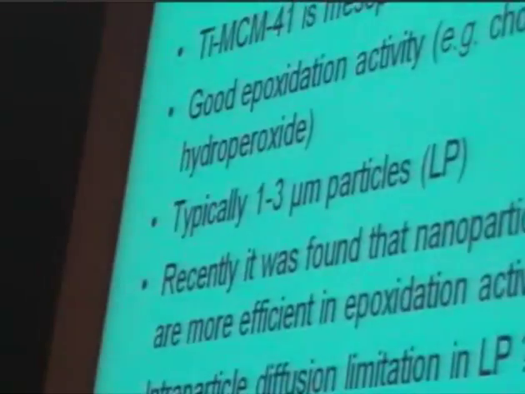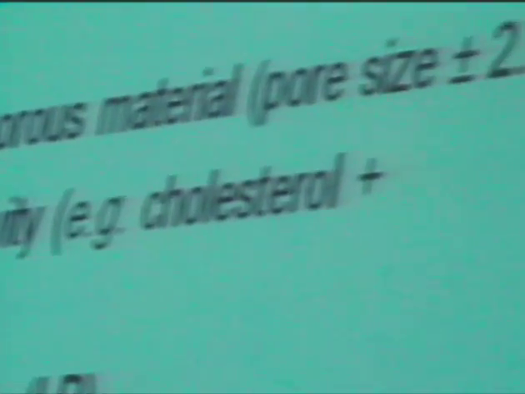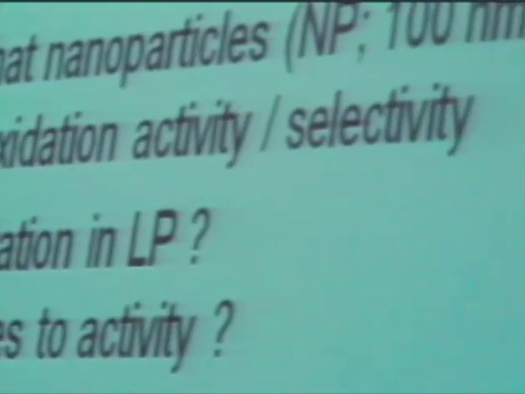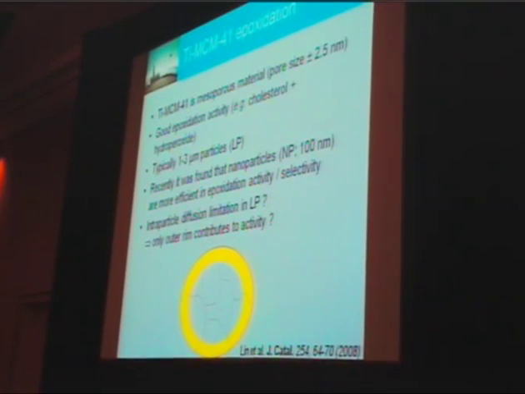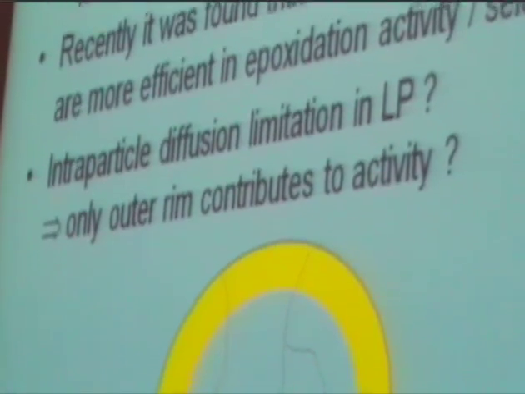These are very recent results that we obtained on titanium MCM41 particles. These particles are mesoporous materials with a pore size of about 2.5 to 2.7 nanometers, and are known to have a good epoxidation activity and are used, for instance, to oxidize more bulky substrates that cannot enter, for instance, the micropores of TS1, which is also a good epoxidation catalyst. So, for instance, cholesterol can be used as a substrate, oxidized by hydroperoxides in titanium MCM41. And typically these particles from a typical synthesis procedure are a few micrometers in size.